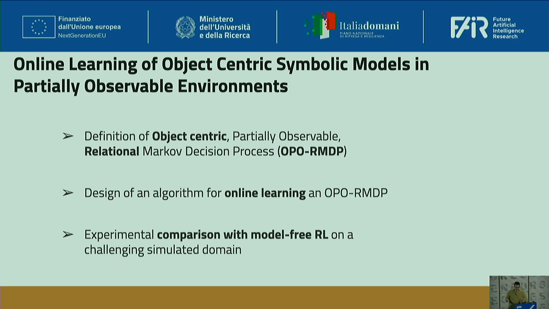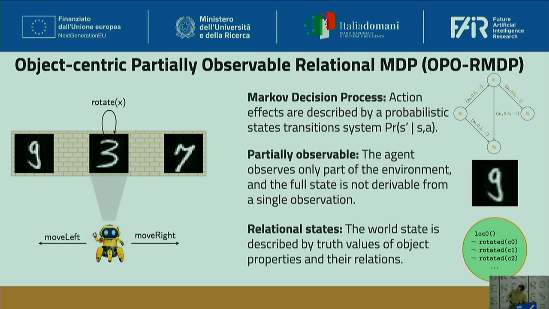So the three main contributions of this work are the definition of what is an object-centric model of an environment, and here we are considering partially observable Markov decision processes, so our model builds upon this definition. And the design of an algorithm for actually learning this model online, and also an experimental comparison with model-free reinforcement learning baselines. So what is an object-centric partially observable model?